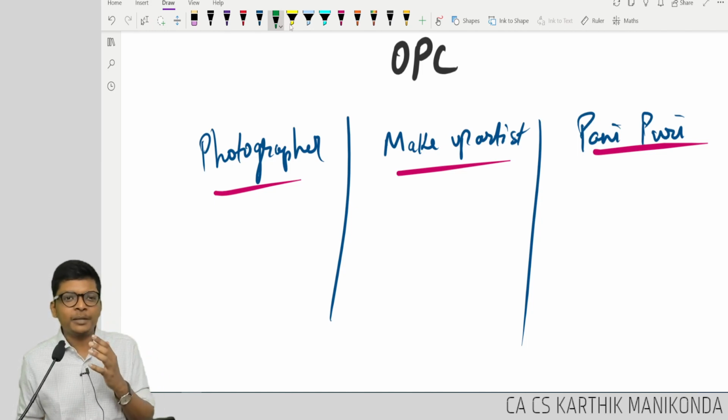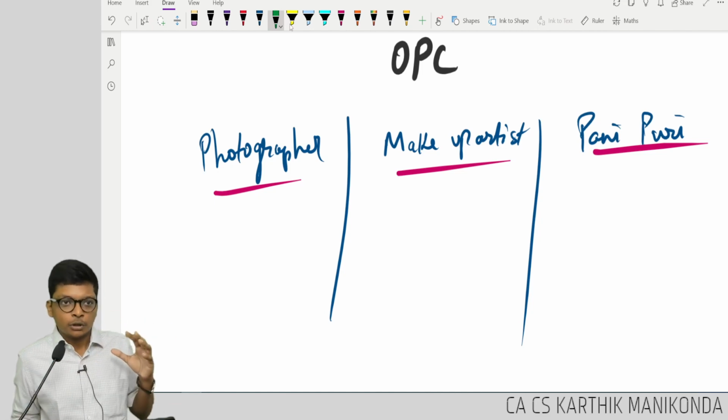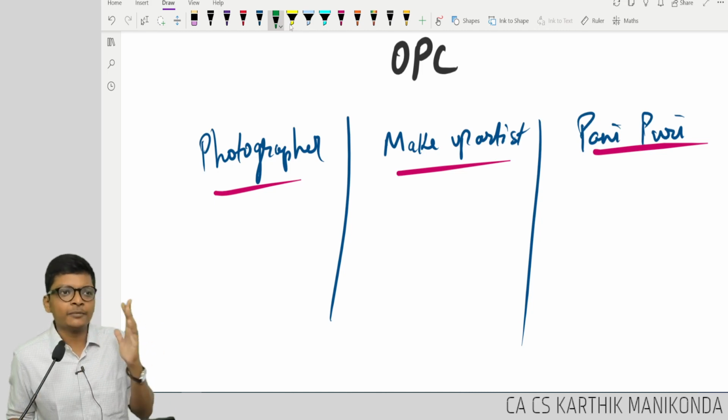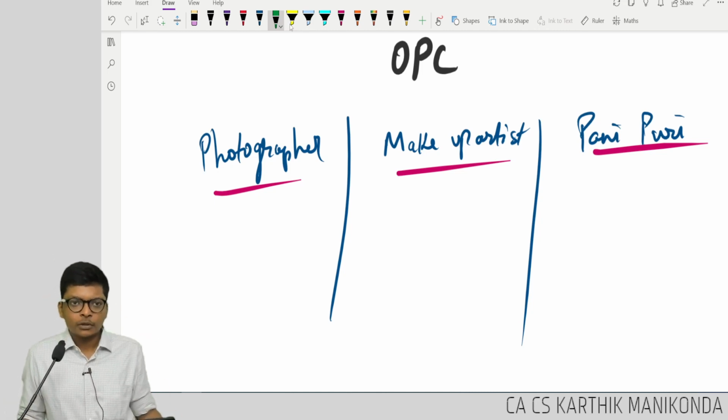Photographer, makeup artist, pani puri, they also have skill. I can't do that work, they can't do our work. Correct? To be a photographer, you should know how to take photos, how to edit. Nothing I know except phone I can take. Same with you guys, unless you're in the field. So we are only taking the examples, not trying to put anybody down.